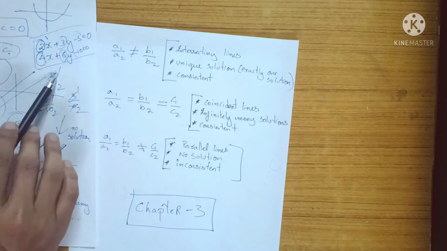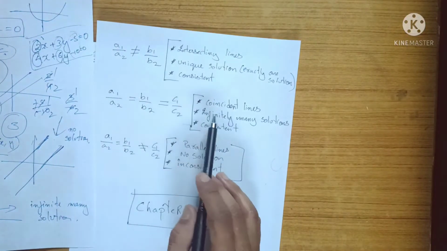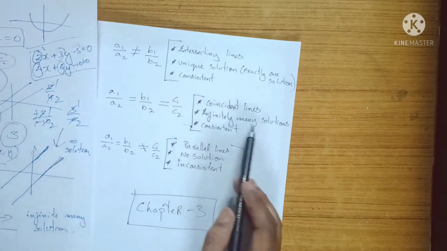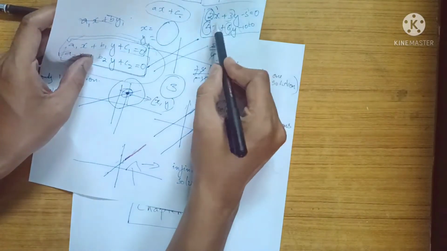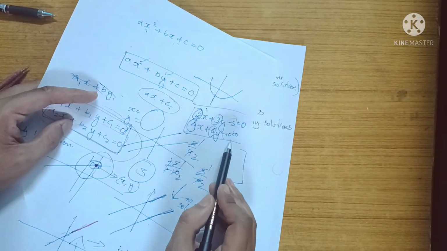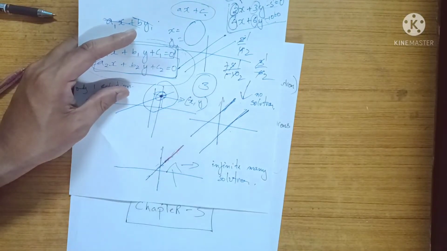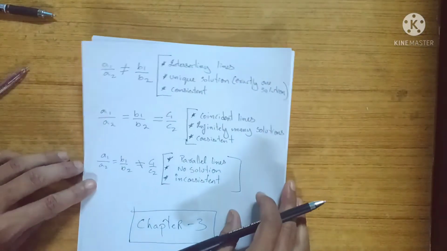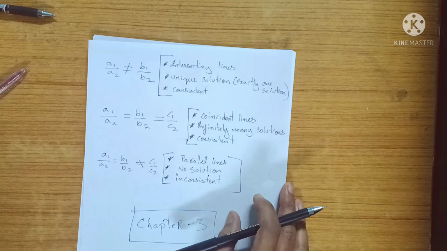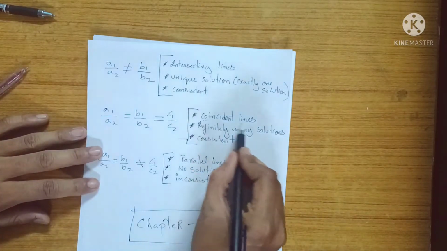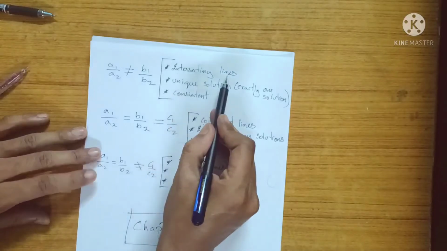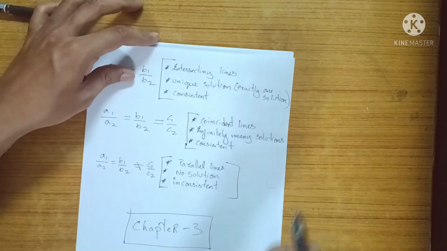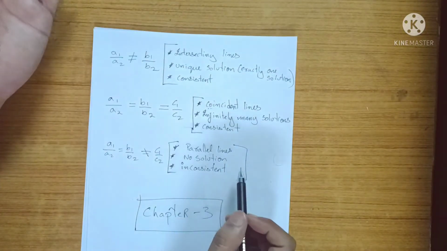So if all three are equal, 1 by 2, 1 by 2, 1 by 2, it means it has coincident lines or infinitely many solutions. Coincident lines means overlapping each other, okay? So if you take this one and plot the graph, they will overlap each other. That's what it means. So these are the shortcut formulas to know if they're intersecting or coincident or parallel. Coincident means infinitely many solutions on top of each other. Intersecting lines means they meet at one point and they will have a unique solution. And then parallel lines will have no solution.